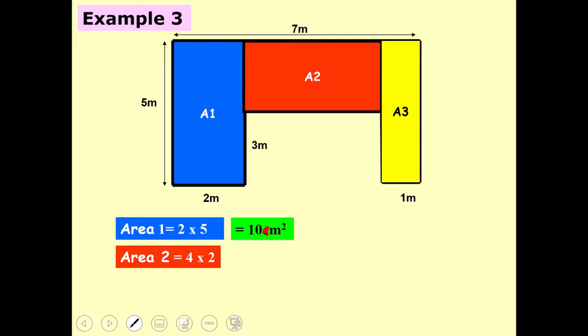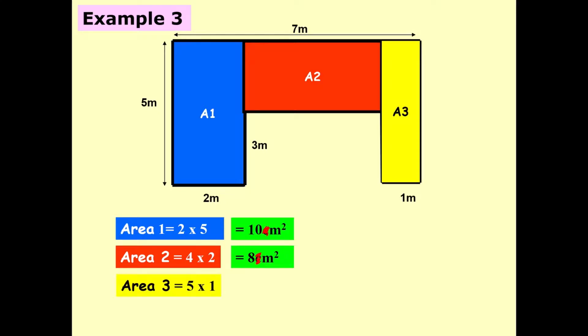So we're getting those numbers from the length of the whole shape being 7 metres. We know that the length of area 1 is 2 metres and the length of area 3 is 1 metre. So what have we got left over? It was 4. So 7 take away 2 take away 1 gives us 4 metres. And make sure it's metres. And then area 3, 5 times 1. So the height is 5 times 1.